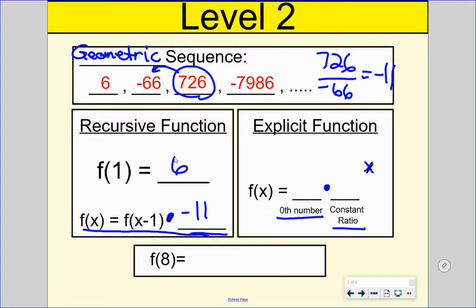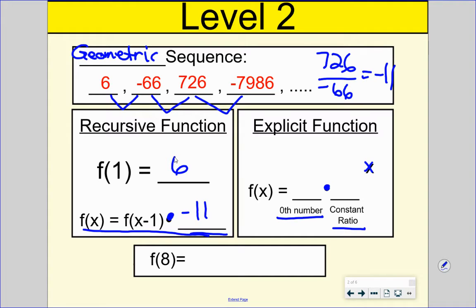to double check that. So we can check, are we correct with this constant ratio? Is 6 times negative 11 negative 66? Yes. Is negative 66 times negative 11 positive 726? Plug it in your calculator. Negative times a negative is a positive, and negative 66 times negative 11 is positive 726. And then 726 times negative 11 gives us negative 7,986. So yes, negative 11 is our constant ratio.